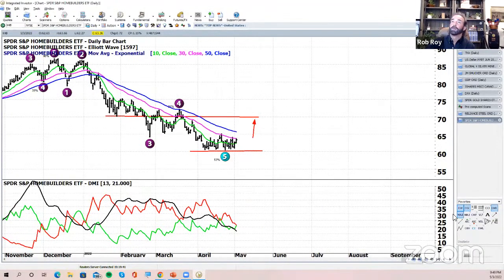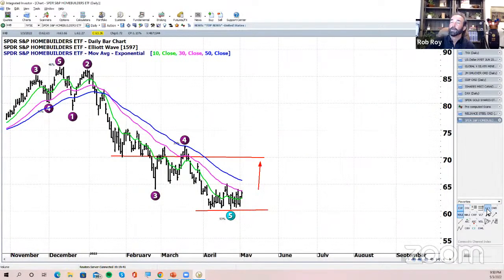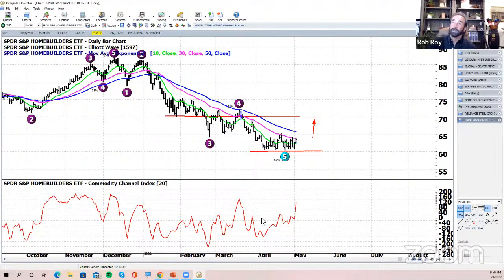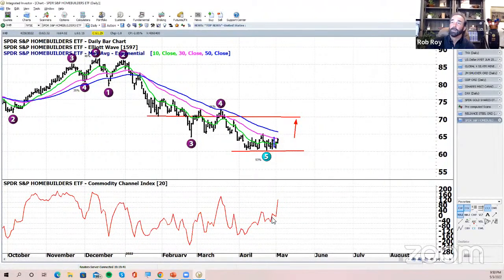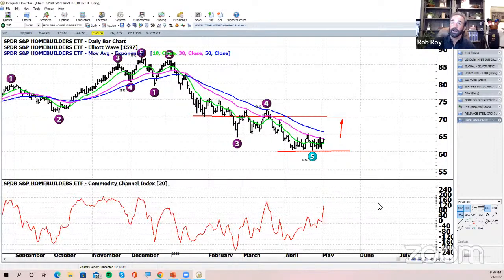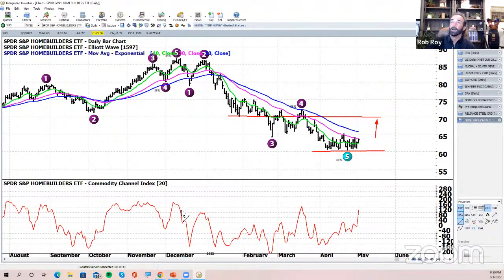Not really much going on with the DMI. The CCI is where the divergence is, the fact that it's rocketing to the upside here, and we had a little bit of a move up the last 2 days, but nothing too significant. So we're getting up in the area. We're not quite there yet, but we're getting up in the area of where we'd be at an extreme point with the CCI.